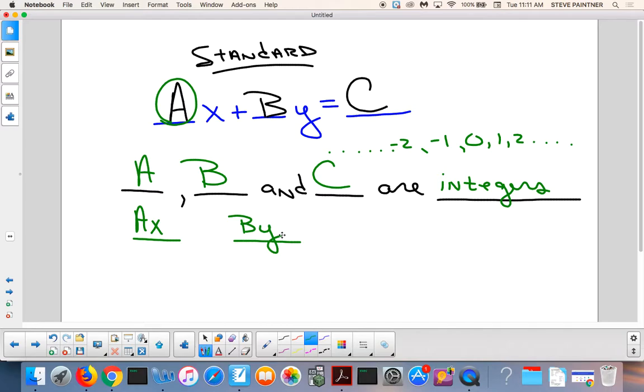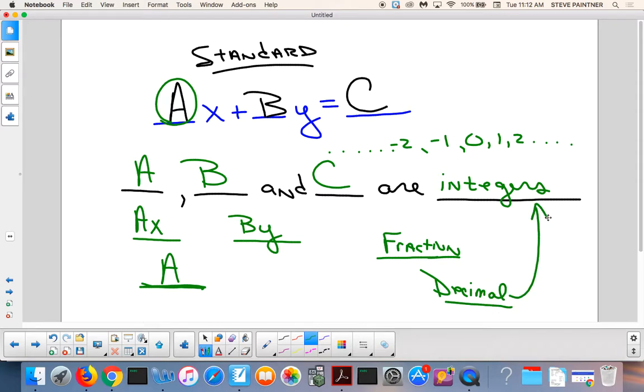A must be positive. A is the number in front of x. Make it positive. And no fractions or decimals allowed. Because you can't have fractions and decimals, what can you have? Integers. That integer thing was kind of brand new to you, I get why you didn't know that. A, B, C are integers because they can't be fractions.